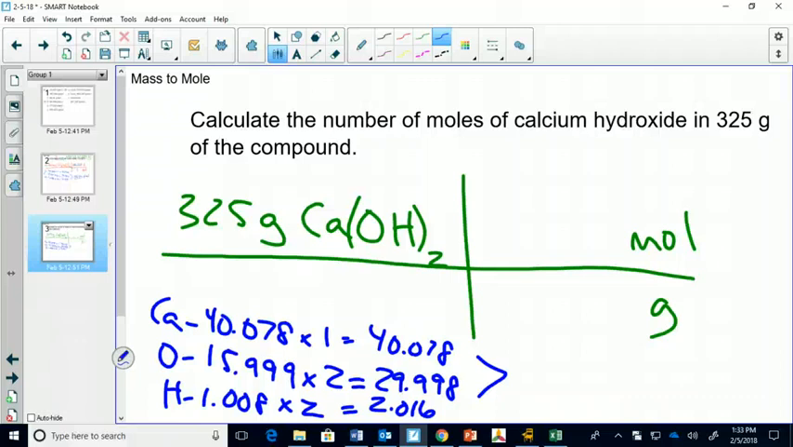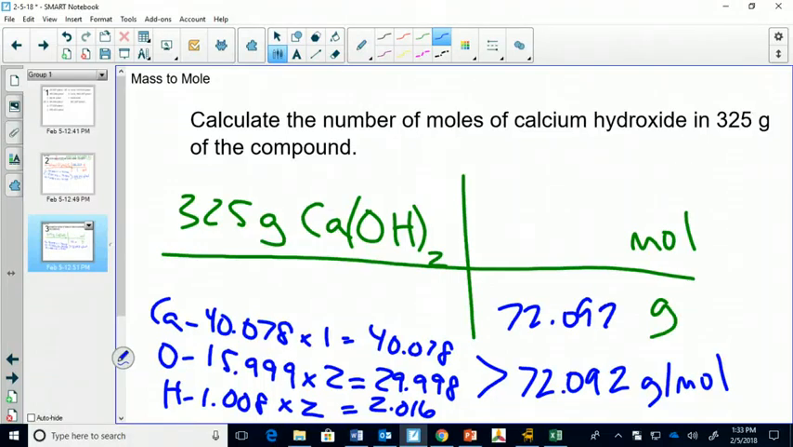And you add them together, and what would be our total number here? 71 and change? 72 and change? Again, not using textbook because they round it. 72.092. Okay, and again, that's grams per mole. So what number goes where in my skeleton? Good, because the number you find always goes with grams. 72.092. And what goes for the moles? 1 mole. So in this case, I take 325, and what do I do? I divide by 72.092.